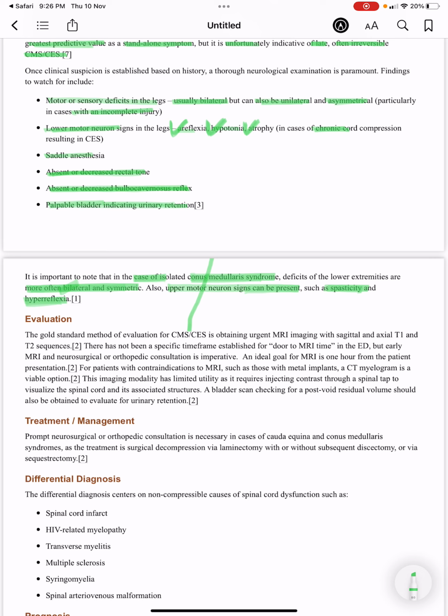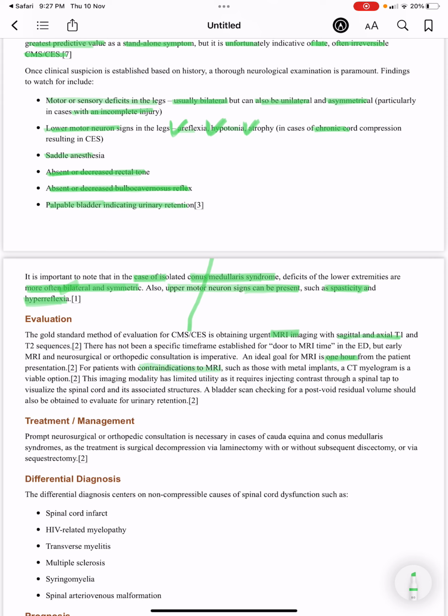The gold standard method is urgent MRI with sagittal and axial T1 and T2 sequences. There has not been a specific time frame established for door-to-MRI time, but early MRI and neurosurgical or orthopedic consultation is imperative. An ideal goal for MRI is 1 hour from patient presentation.